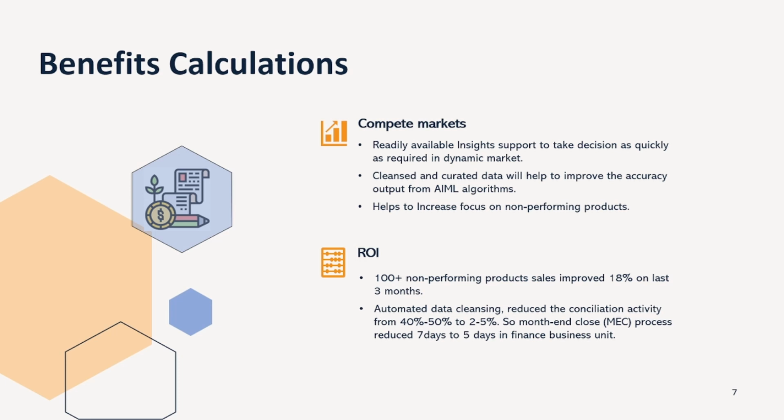Earlier, they spent 40 to 50% of their time on data reconciliation activity. That is reduced to 2 to 5%. Because of that, the finance department can close their books in 5 days. Earlier, it was taking 7 days. Now they can close in 5 days. Because of that, they can release the balance sheet on time. They can release the income, expense and cash flow reports on time.